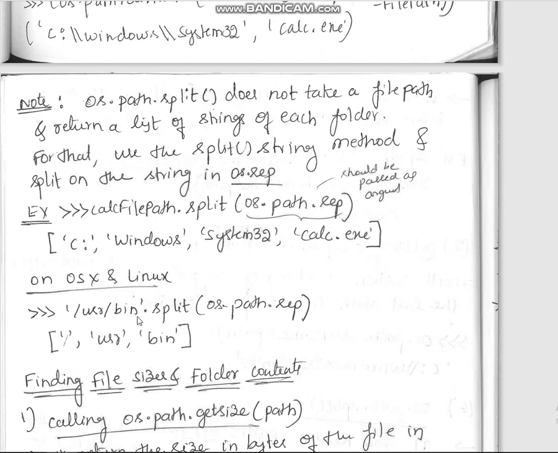That is, /usr/bin split on os.path.sep. If I give it, I'll get an empty string, then usr and bin separately like this.